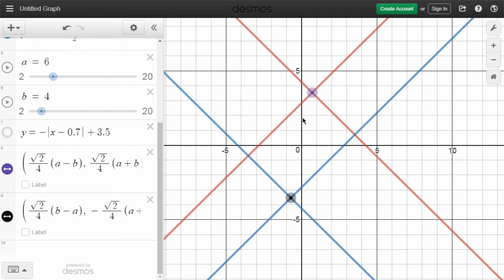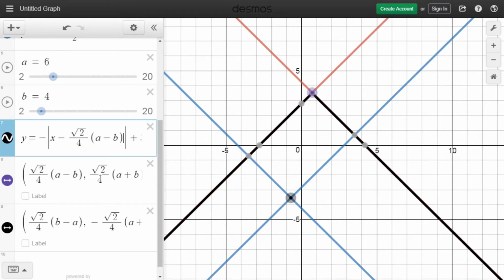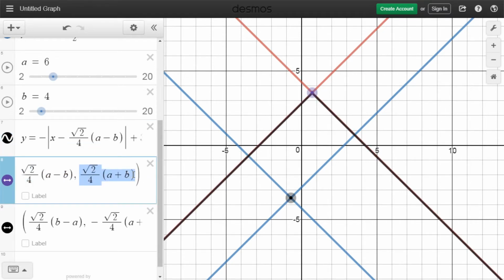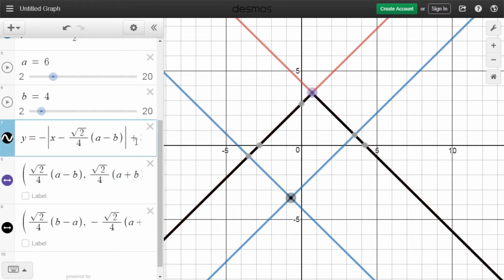Okay, so let's continue with this. What's next? Well, basically we want to get our equation here, our absolute value equation. So it wasn't 0.7 here, it wasn't 3.5 here, it was these things. This was our x value, let's copy that, that's the thing we want to subtract. This was our y value over here, that's the thing that we want to add.